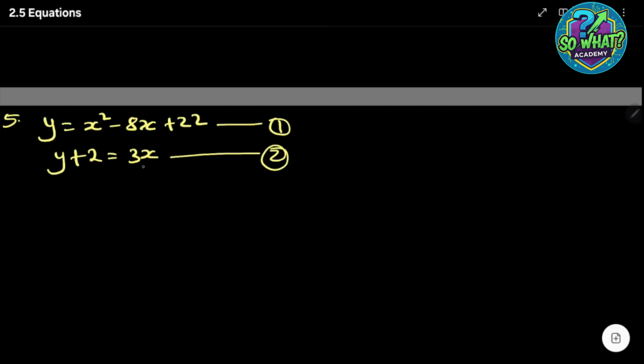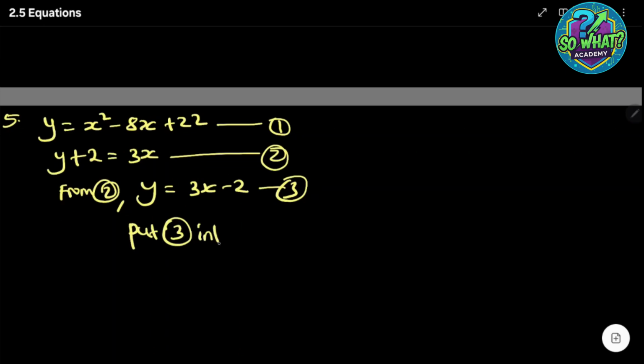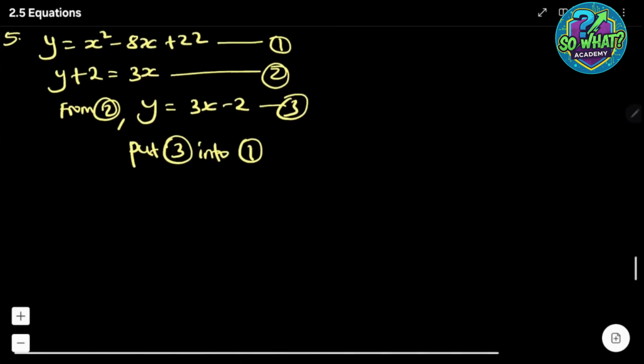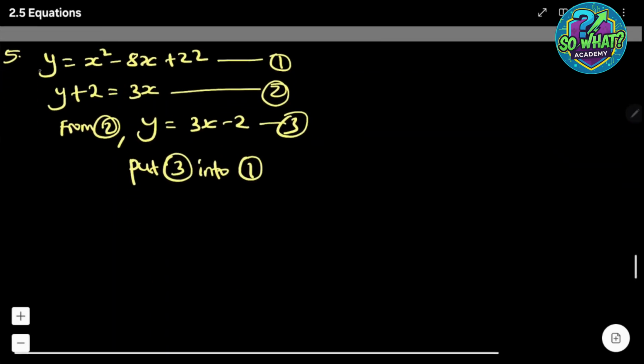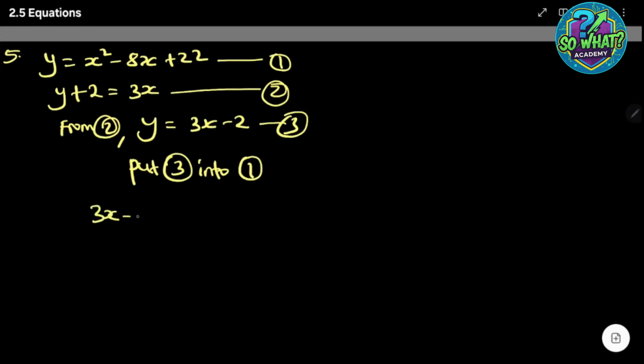So from 2, make y the subject. So y will be 3x minus 2. Call that 3. So I took the 2 to the other side. So it is y is equal to 3x minus 2. And then put 3 into 1. You get it? So in equation 1, instead of y, what are you going to write? You're going to write 3x minus 2. What is it equal to? It is equal to x squared minus 8x plus 22.